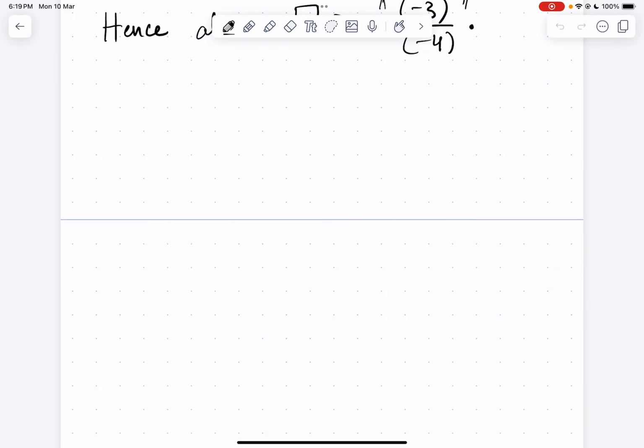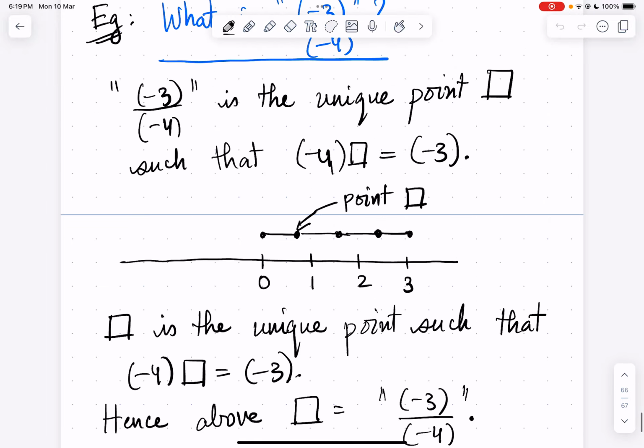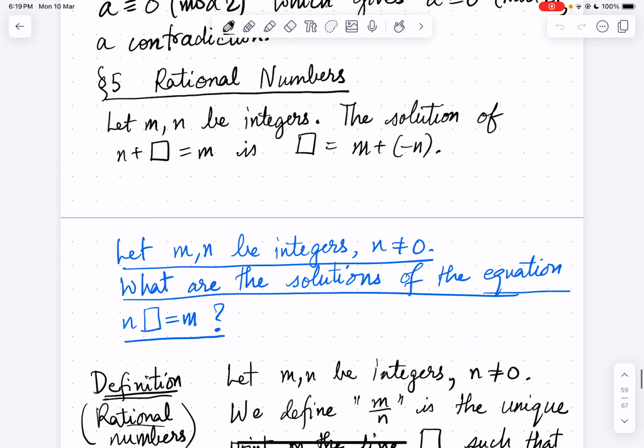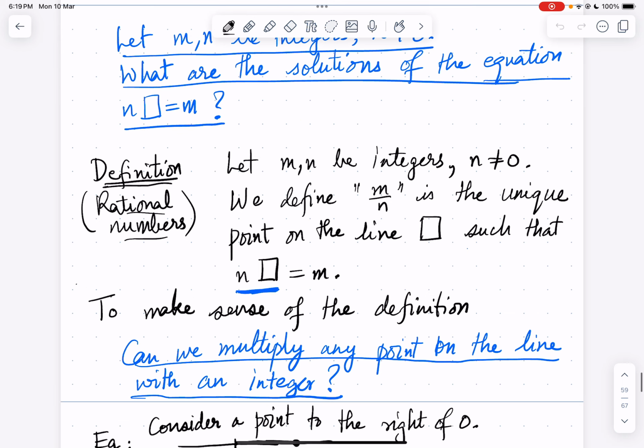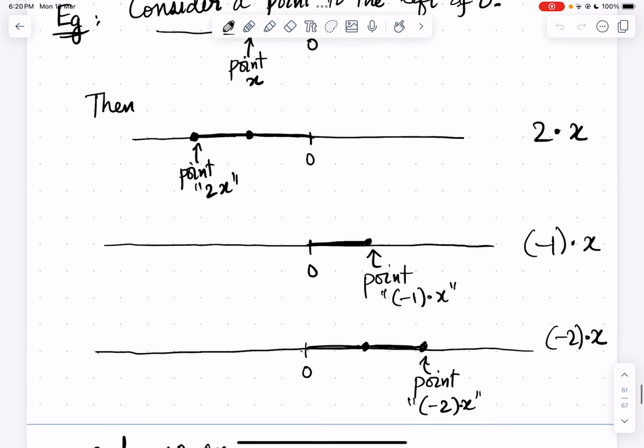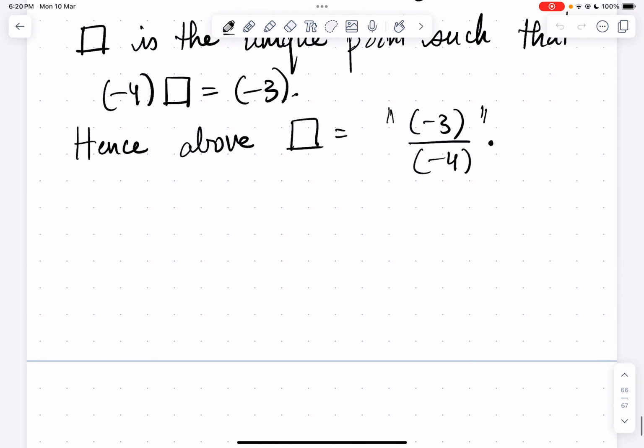Okay, let's continue. So we saw the definition of rational numbers before this. A rational number m by n, where m and n are integers and n is not equal to 0, is the unique point on the line box such that n times box is m. For m and n integers where n is not equal to 0, the symbol m by n means the unique point on the line box such that n times box is m. Okay, so this is the definition of a rational number. Let's continue.